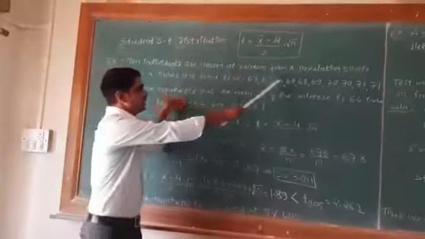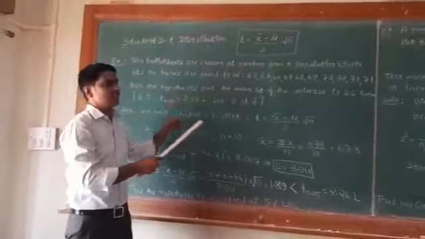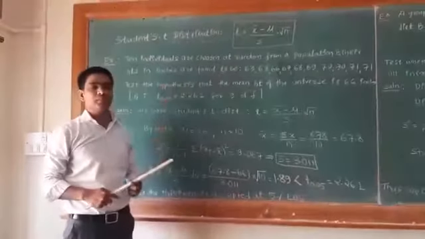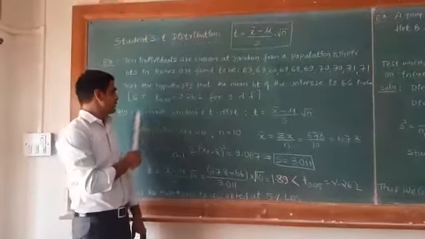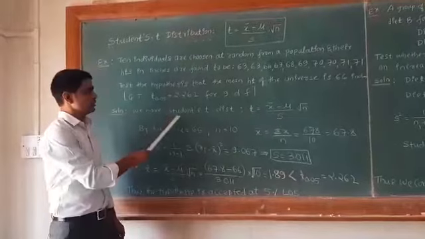Suppose they had not mentioned this, you just have to count the data. Data is 10, and 10 is less than 30, so we have to apply the student t distribution. Okay, so solution. We have the student t distribution.